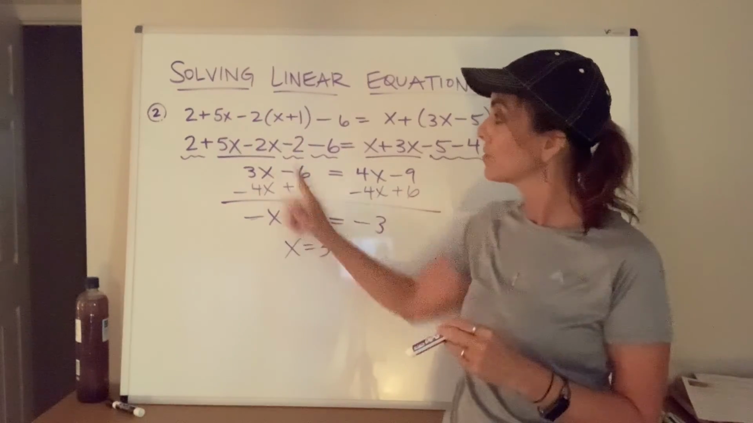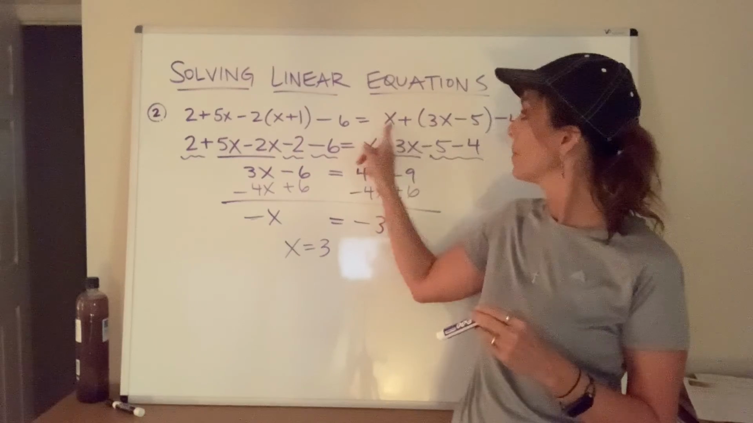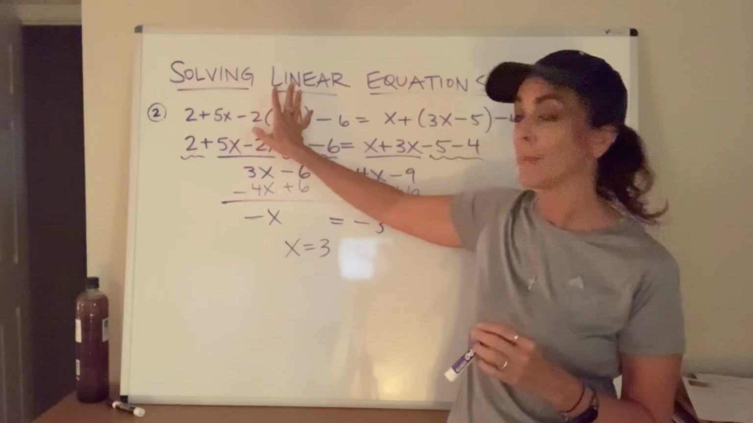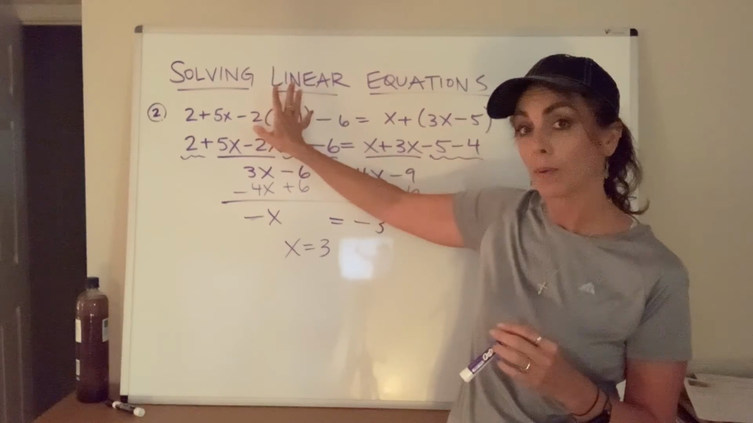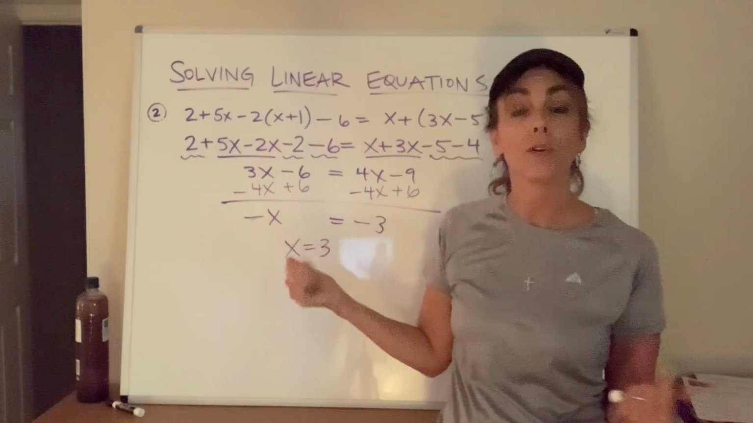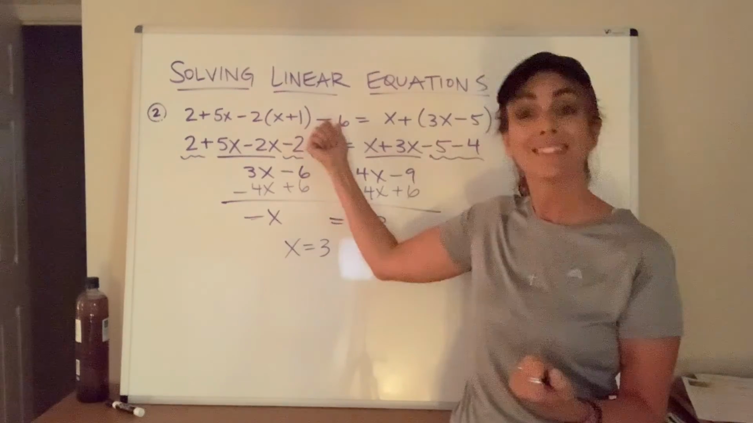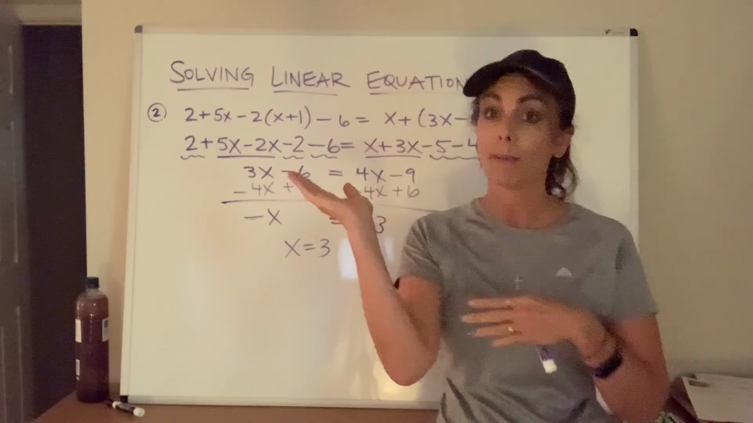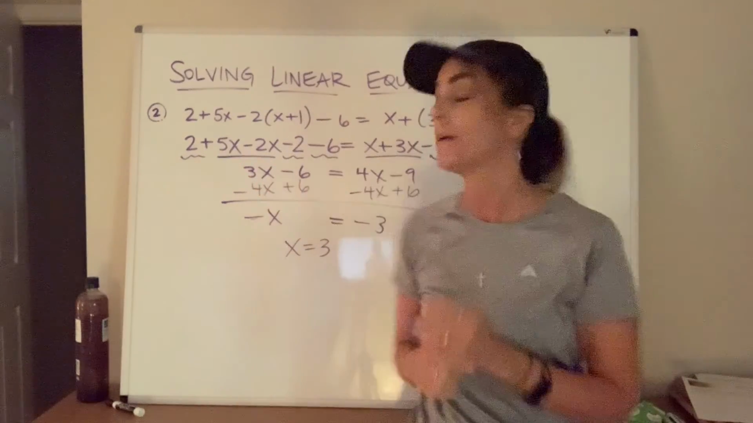If I substitute this 3 in to all the places where I see x, I will end up with the same value on the left side of the equation as I do on the right side of the equation. That's what it means for a value to satisfy an equation, because when I sub it in, I get the same on the left as I do on the right.